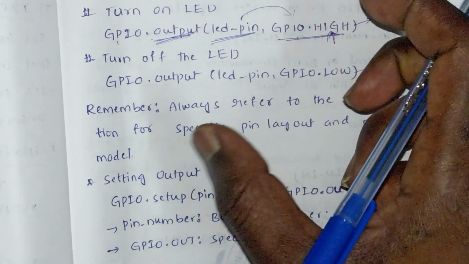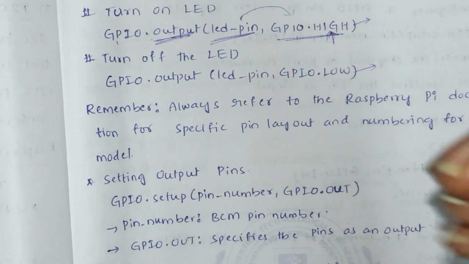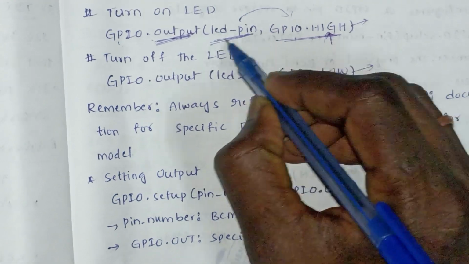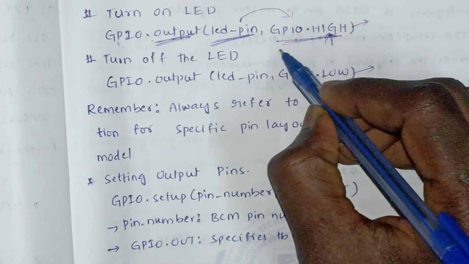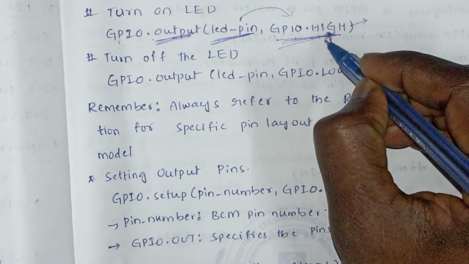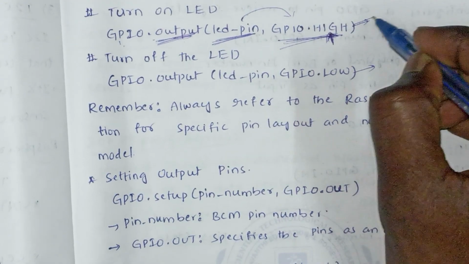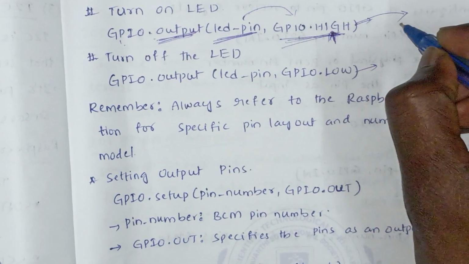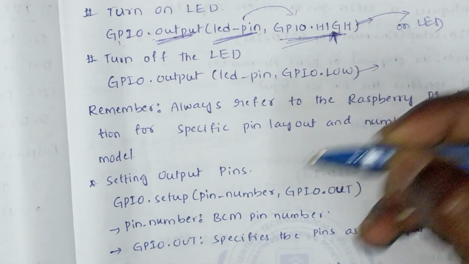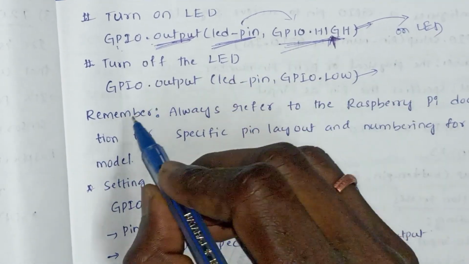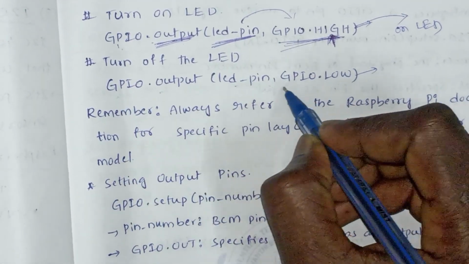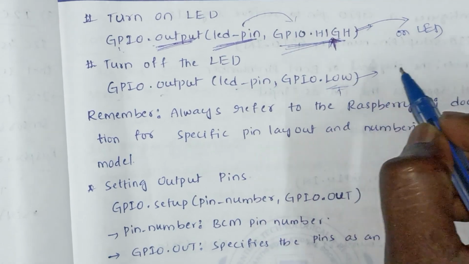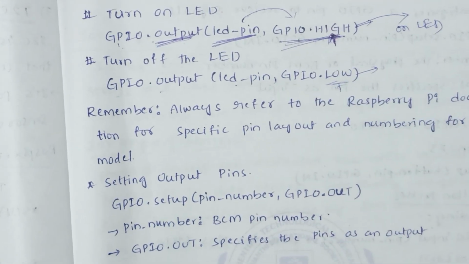Turning the light on means high. Turning the light off means low. That's it. Nothing more than that. GPIO.output(LED_pin, GPIO.HIGH). Whenever it is high, it will automatically check the condition and turn on the LED. Next, turn off the light. Same, GPIO.output(LED_pin, GPIO.LOW). Low means it will go and turn the LED off.